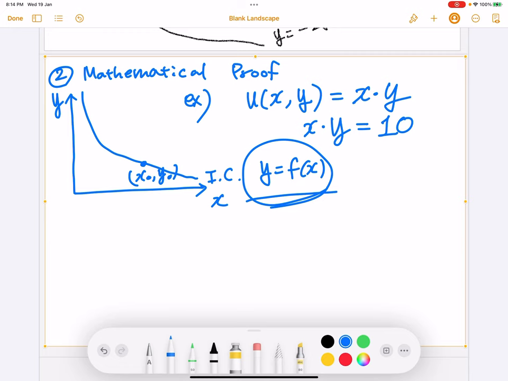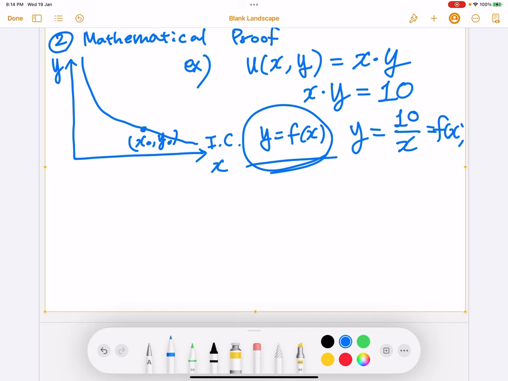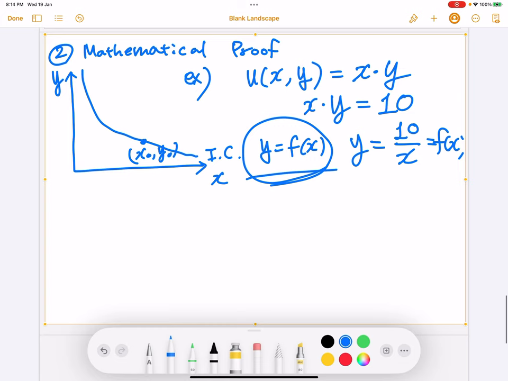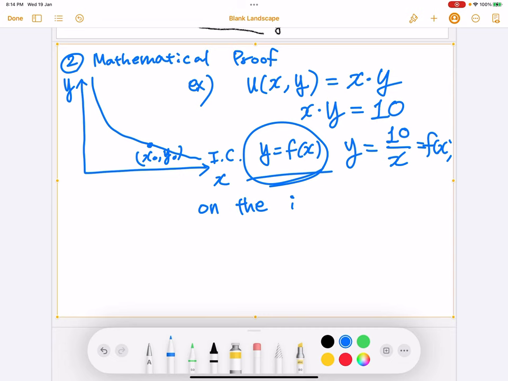Yes, y equals 10 over x. And this is your f(x), y equals f(x), which represents exactly this indifference curve that gives you happiness level of 10. So this is your intuition, and you can represent your (x, y) on the indifference curve.